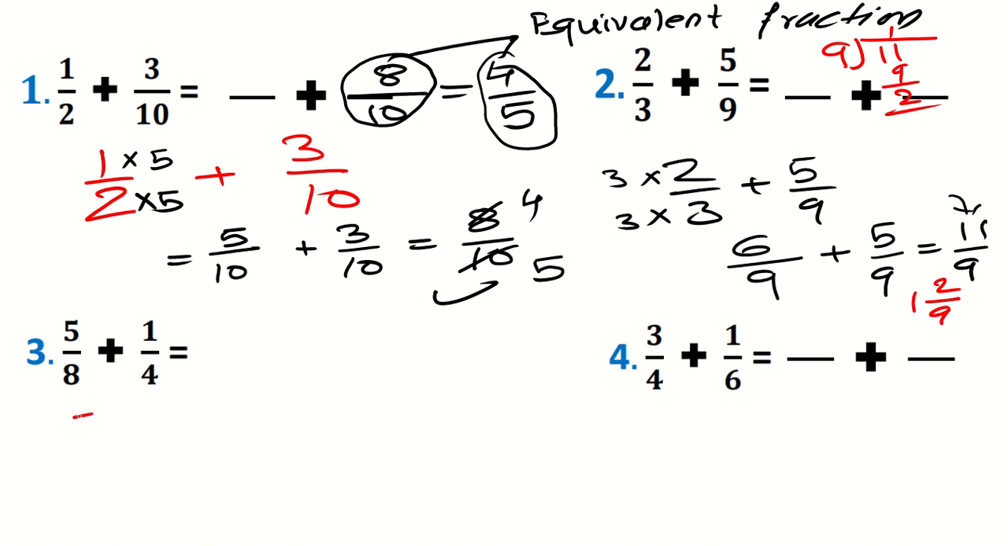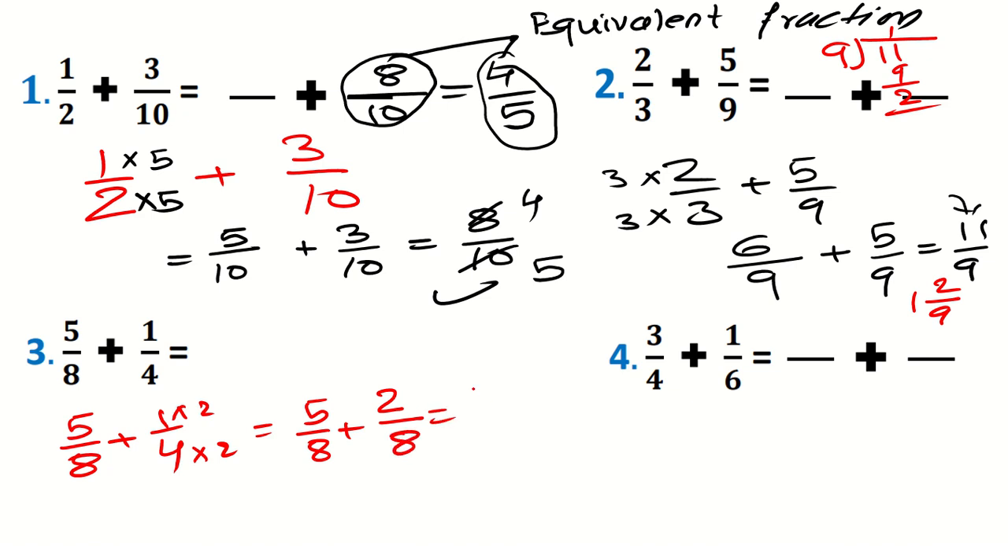Same for here, you see 5 over 8 plus 1 over 4. So what number will you multiply by 4 to make it 8? Multiply by 2. So this is 5 over 8 plus 1 multiply 2, which means 2 over 8. 5 plus 2 is 7 over 8. Why did we add the numerators directly? Because denominators were same.